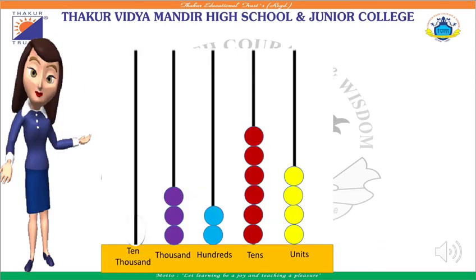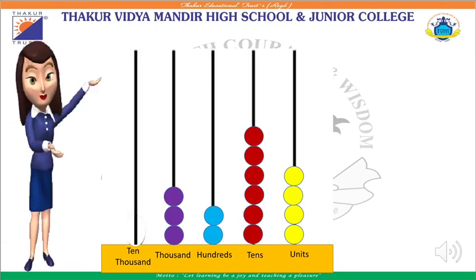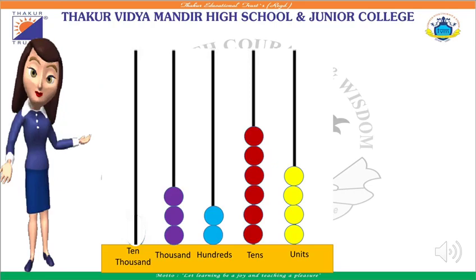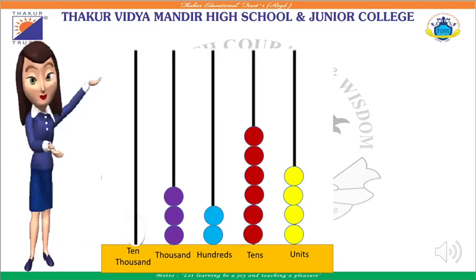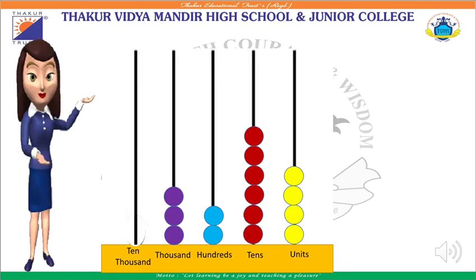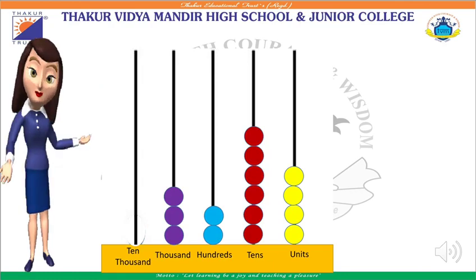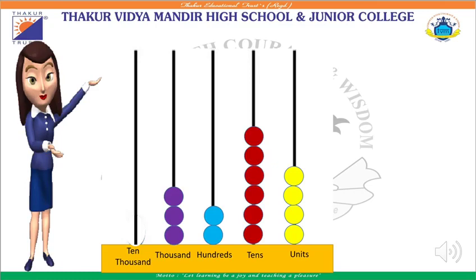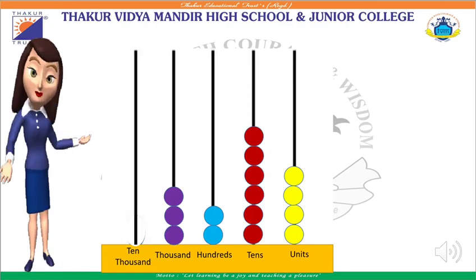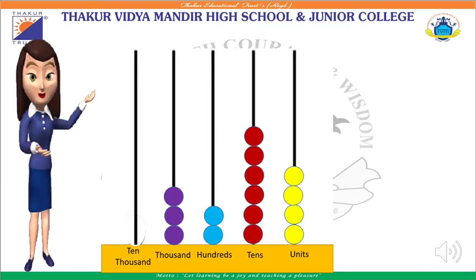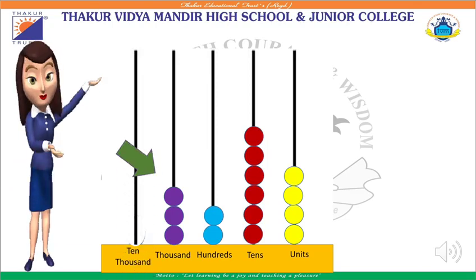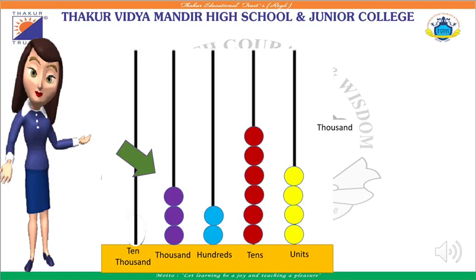See on the screen. You can see 4 colored balls on the screen. There are purple balls in thousands place, blue for hundreds, red for tens, and yellow balls for units. Now let us start counting. First we will start from the left hand side, the purple balls. So how many thousands are there? 1, 2, 3. So my first digit is 3.